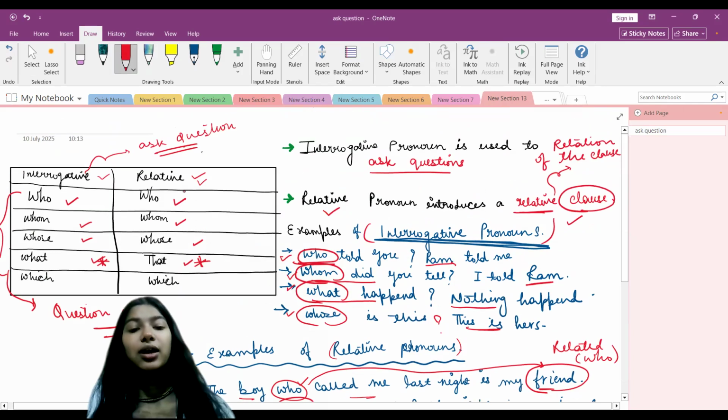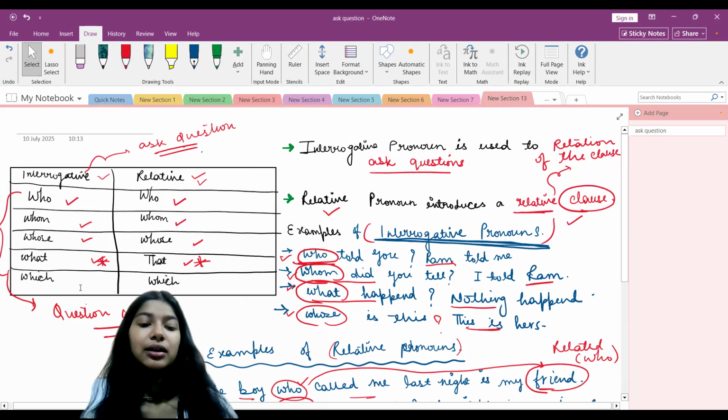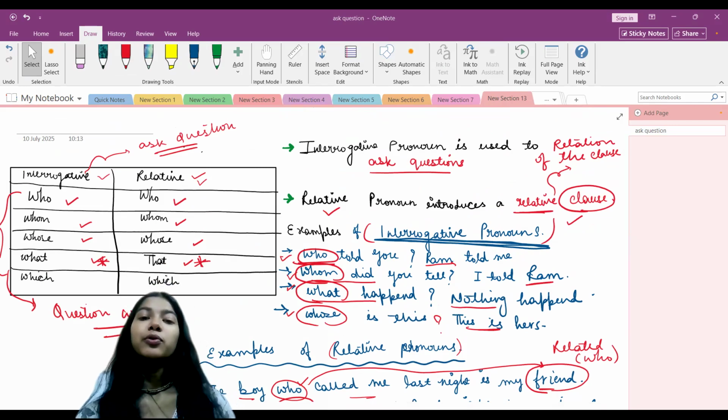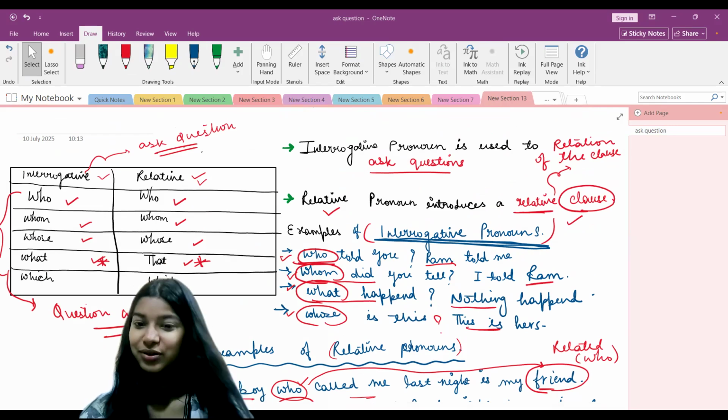Okay, kids. So here you got two more types of pronouns, one is interrogative and the other is relative. Now let's see two more types of pronouns, and with that we will be ending the types of pronouns.